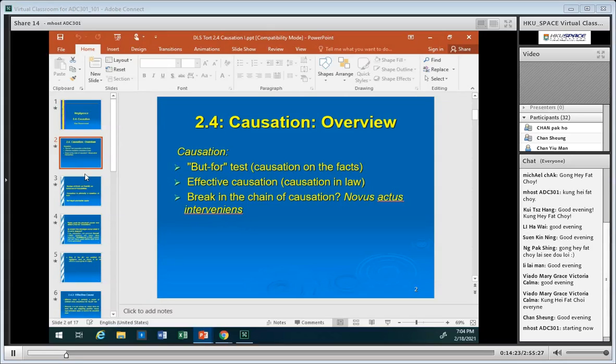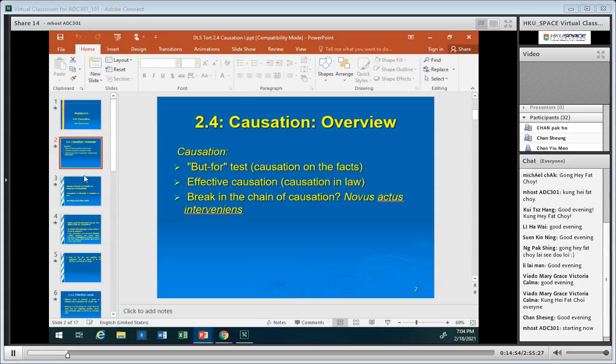That's the effective cause. But your course manual does use those expressions, causation on the facts and causation in the law. If there's only one particular cause, then that's it, full stop. If you like, causation on the facts is the same as causation in law. But if there's more than one possible cause, then the courts will have to come up with the effective cause. And so that's what your course manual says, causation in law.